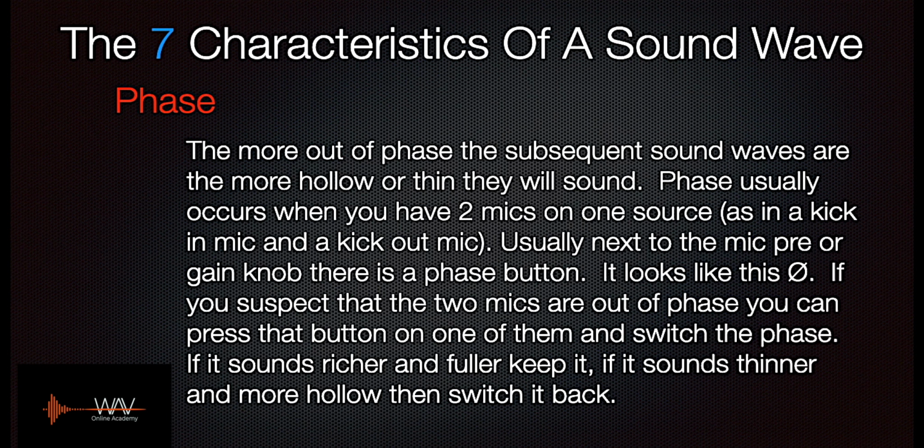Phase will usually occur when you have two mics on one source, as in a kick in mic and a kick out mic. Usually next to the mic pre or the gain knob on your mixer, there is a phase button, and it looks like a 0 with a line through it. If you suspect that the two mics are out of phase, you can press that button on one of them and switch the phase on one of the mics. If it sounds richer and fuller, keep it. If it sounds thinner and more hollow, then switch it back.